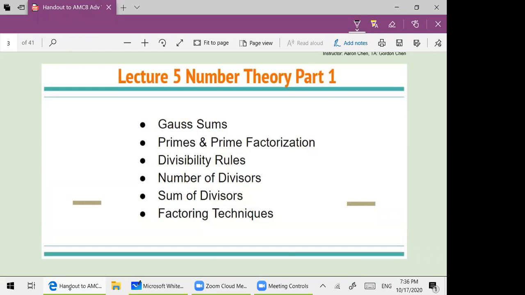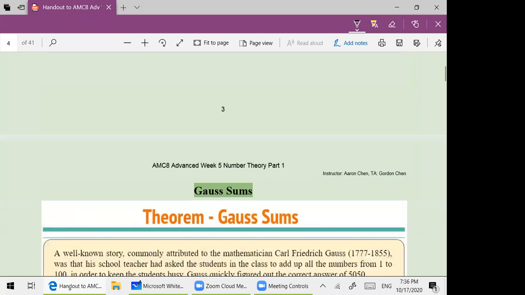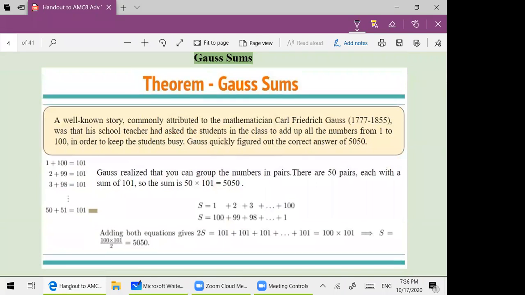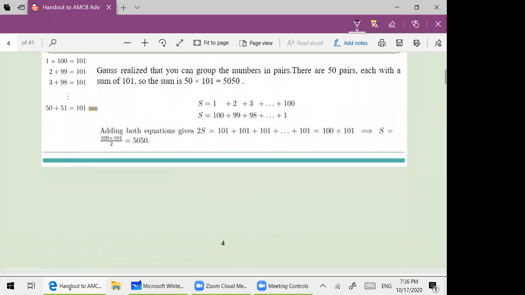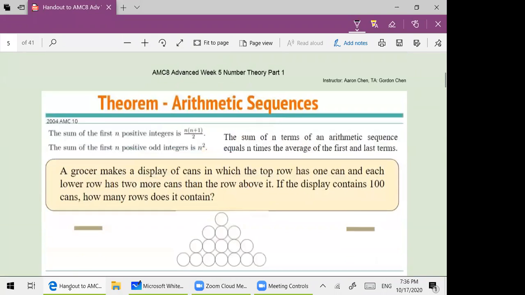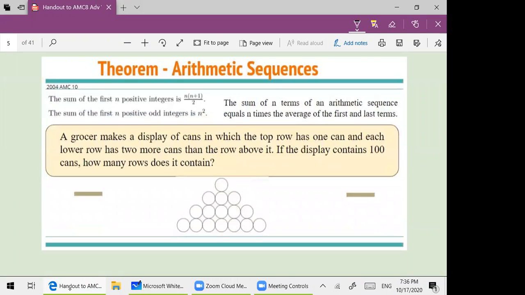Okay, so today's class is going to be number theory part 1. We're first going to lightly touch up again on Gauss sums. We already went over this during the algebra section of the class from a while back. This is some more review, and here's a problem.